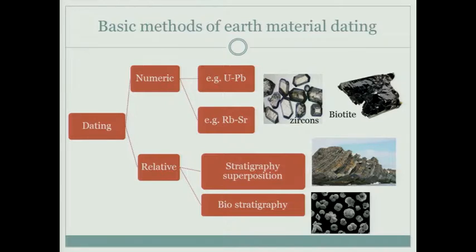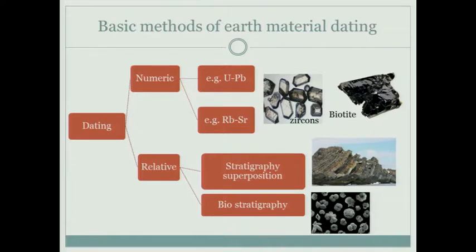Okay, there are 2 basic methods in dating. One is numerical, and the other is relative. The numerical dating is well known, for example, uranium-lead, rubidium-strontium, samarium-neodymium, and so on. And it's being done, for example, on zircons, on biotite, on earth materials that consist of, or at least contain, some of these elements and other elements that you can actually date.